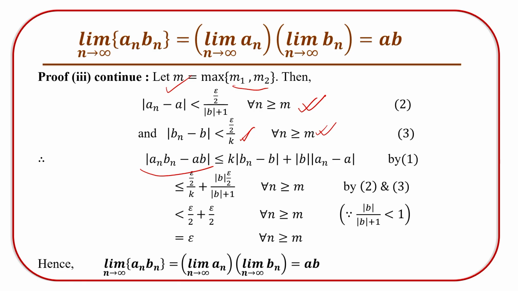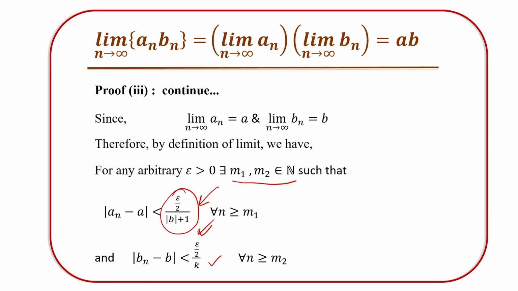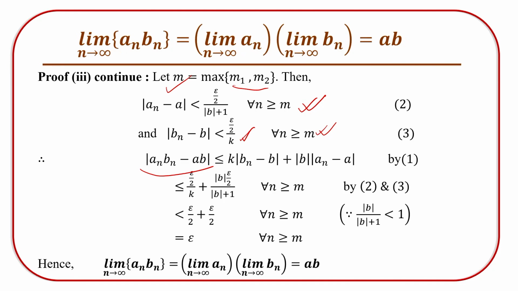Now go with the calculations. Modulus An Bn minus AB, right? And this has come out at this place as k into modulus Bn minus B plus modulus B into modulus An minus A. I am going to use the same things. So modulus An Bn minus AB comes out to be less than or equal to k into modulus Bn minus B plus modulus B into modulus An minus A.